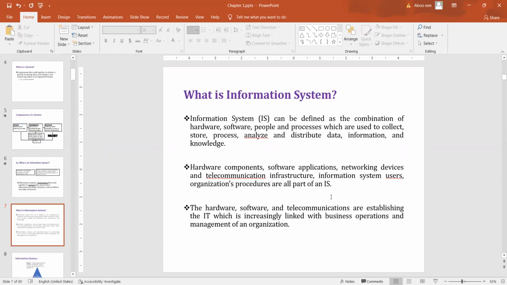Okay, I can define the information system in more detail. It is a combination of hardware, software, people, and processes which are used to collect, store, process, analyze, and distribute data, information, and knowledge.